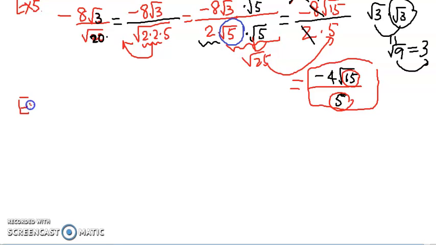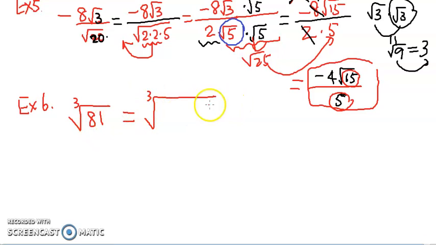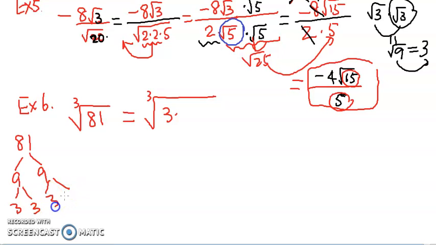Now next, the last example we're going to look at. It does not really have any fractions involved, but it's going to be a cube root. We haven't done many examples of cube root, so we're going to look at one more here. To simplify this, we're going to break down 81. We can do the factoring tree here. So 81 is 9 times 9, and 9 is 3 times 3. This 9 is also 3 times 3. So as we can see, 81 is actually 3 times 3 times 3 times 3.